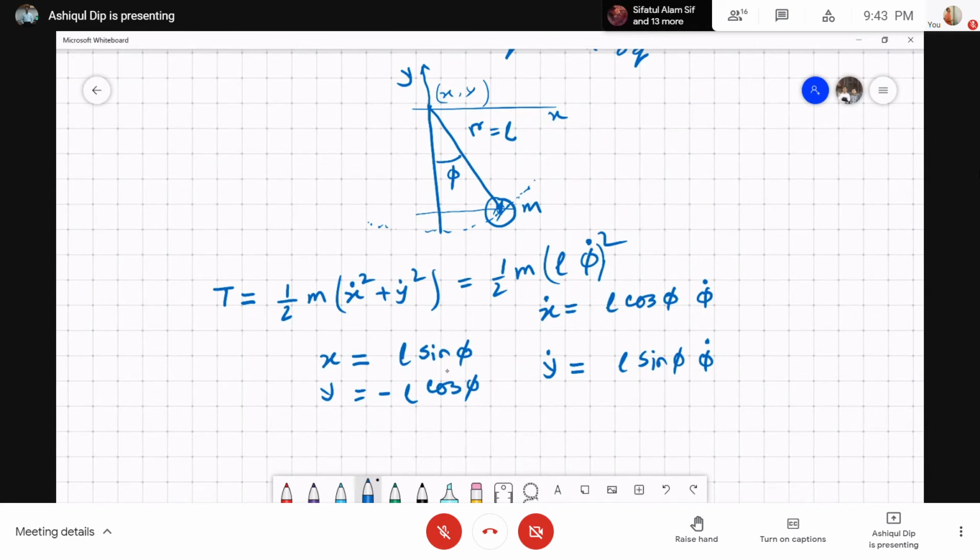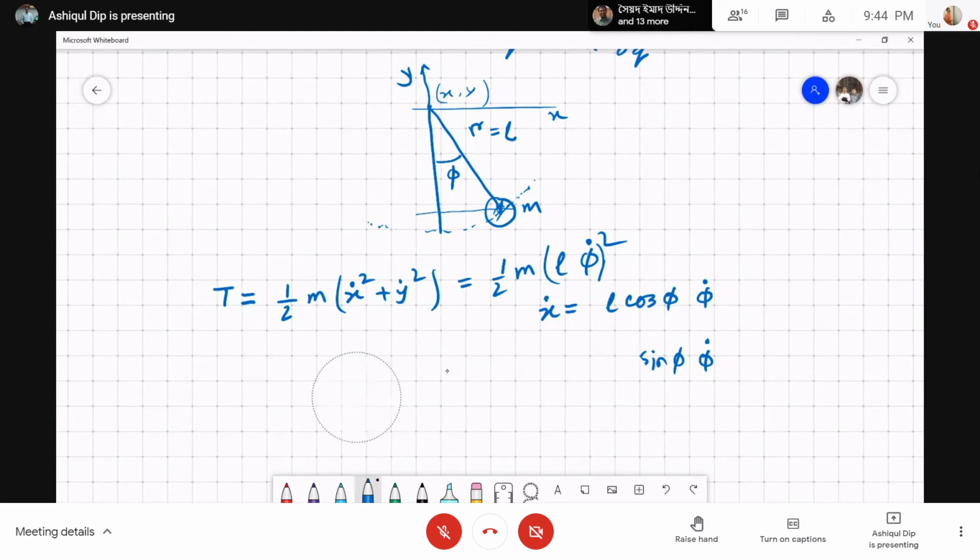So this is the form of kinetic energy here. But if you had a system where r was varying, then it would be a little bit different. Remember, you have to be careful about that.